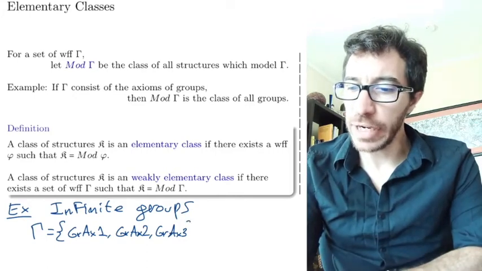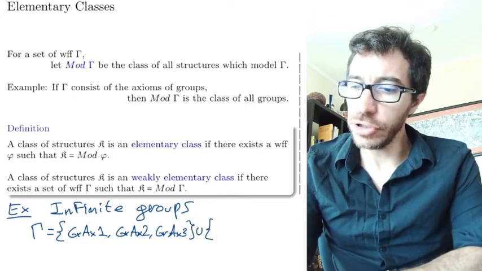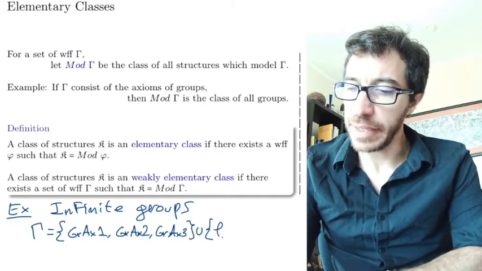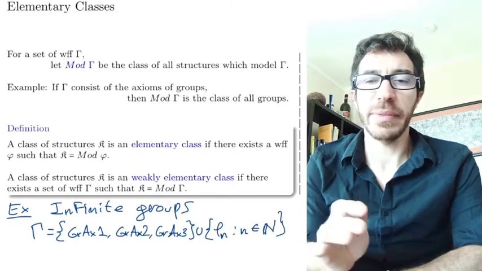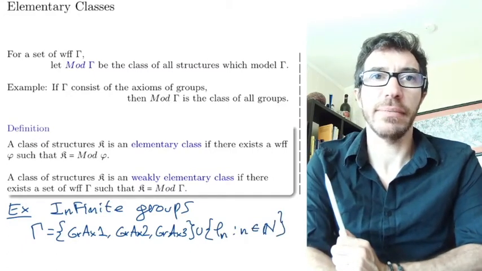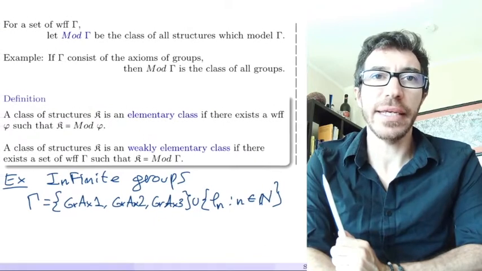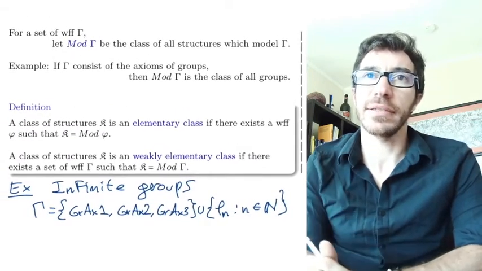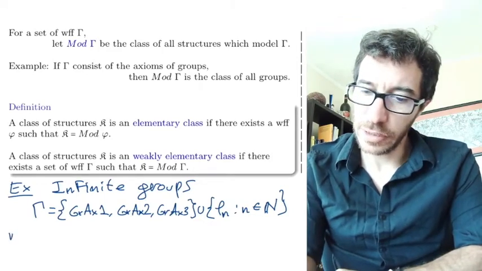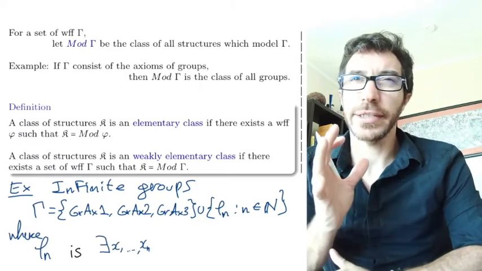And then we are going to add all these sentences. I'm going to call them phi sub n, just for today, for n in the natural numbers. So we're going to have infinitely many sentences, one for each natural number. And the idea is that phi sub n is going to say that the structure has at least n elements.